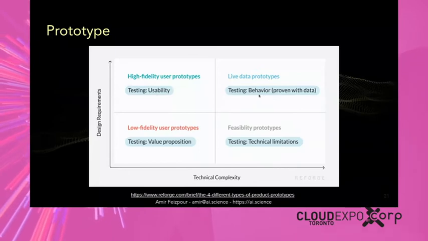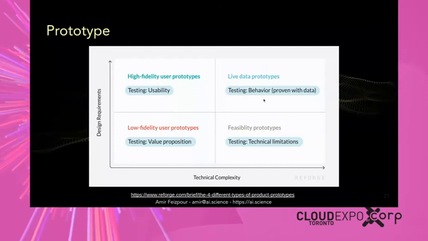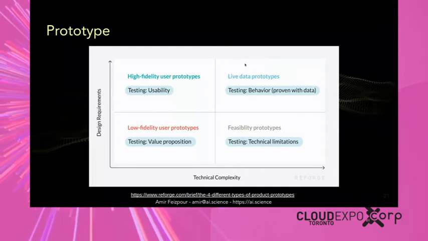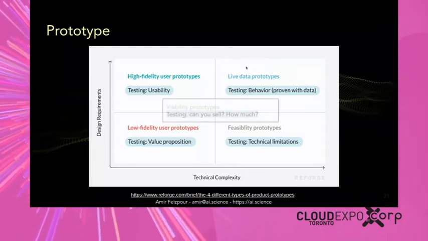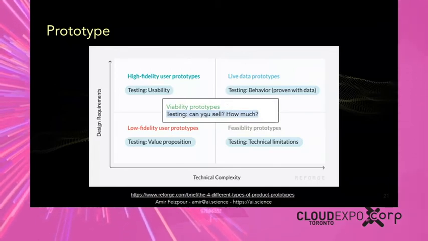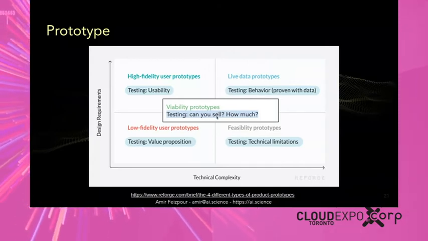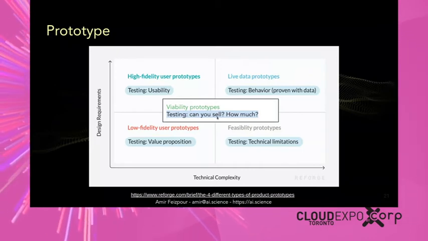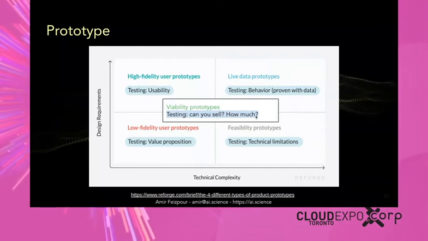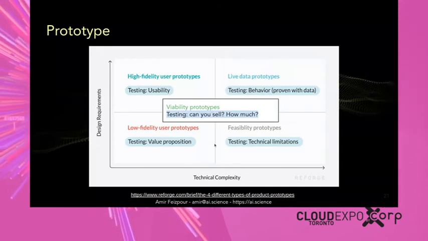In bigger organizations, this is a good way to let other teams that will support you know that you need this kind of data engineering, you need this kind of infrastructure, or design components as well. And one type of prototype that this chart doesn't cover is the viability prototype. This is essentially something that you create to try to sell your idea to business or your users and say how much they would pay for it without actually building the product. There are many interesting ideas in this one, but I'm not going to go through them because we don't have much time.